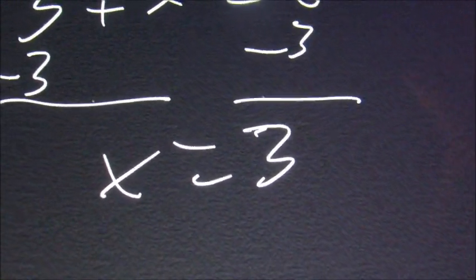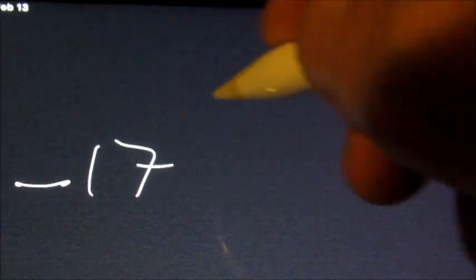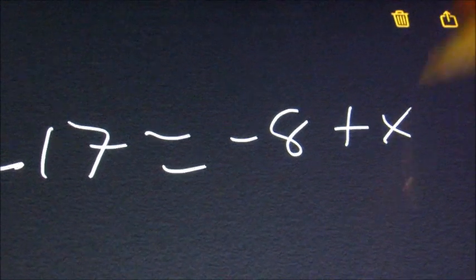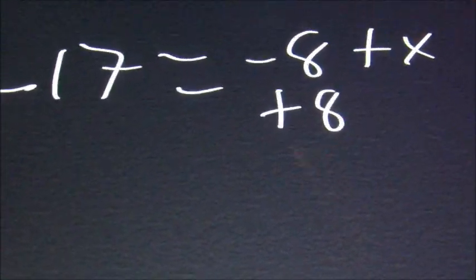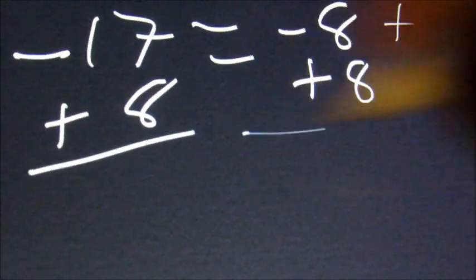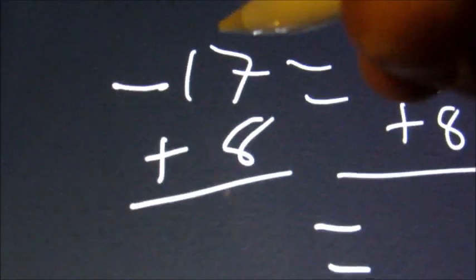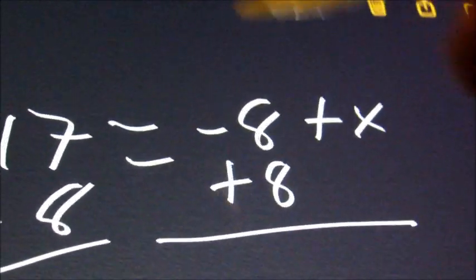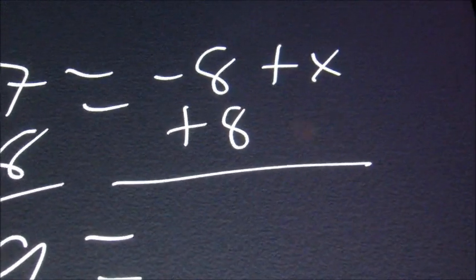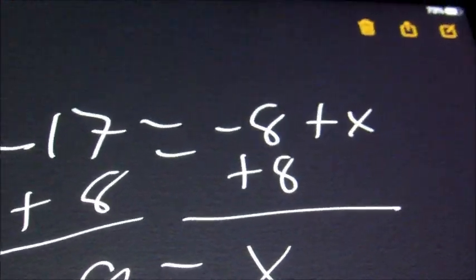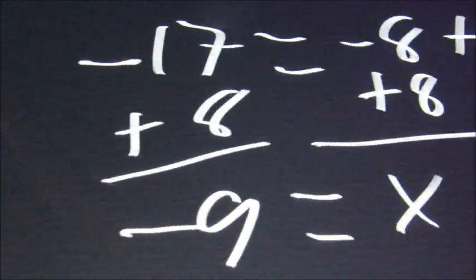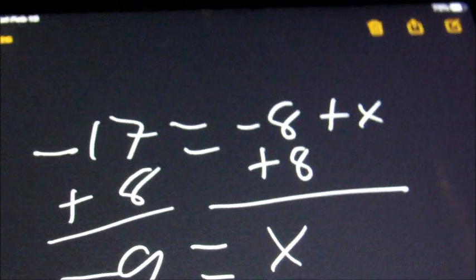And next, let's see one that has the x on the other side. Say we have -17 equals -8 plus x. So since the 8 is negative, we're going to add it to here and to here. So on this side, we have -17 plus 8, which is -9. We have -8 plus 8, which is 0. And we're just left with x. And we can put the -9 in there if we want. All right, so that is what you'll see in 8.1.